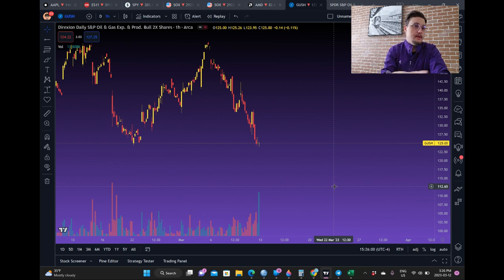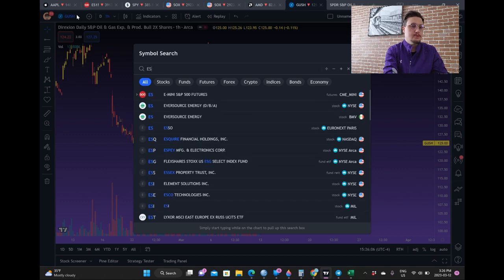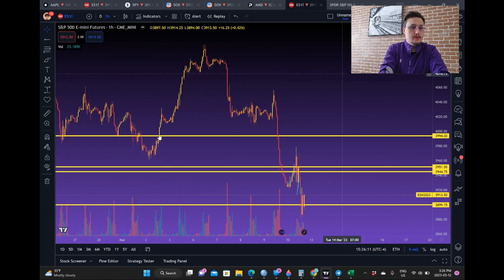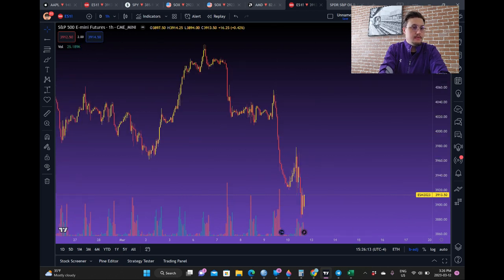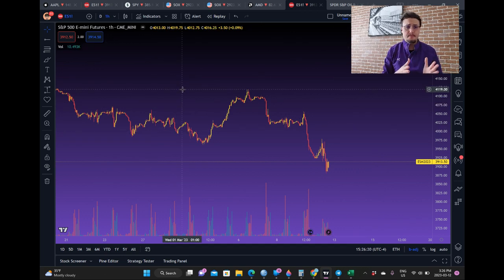Whatever you're doing, we have GUSH here, but let's switch this to ES. And I think I already have a bunch of stuff charted on ES. I do. So let's just get rid of everything. Okay. So now we're going to use the daily time frame, but this will work on any larger time frame. I don't recommend smaller time frames, anything less than 1 hour, like 30 minutes or 5 minutes. I don't recommend it, but you can absolutely do that.